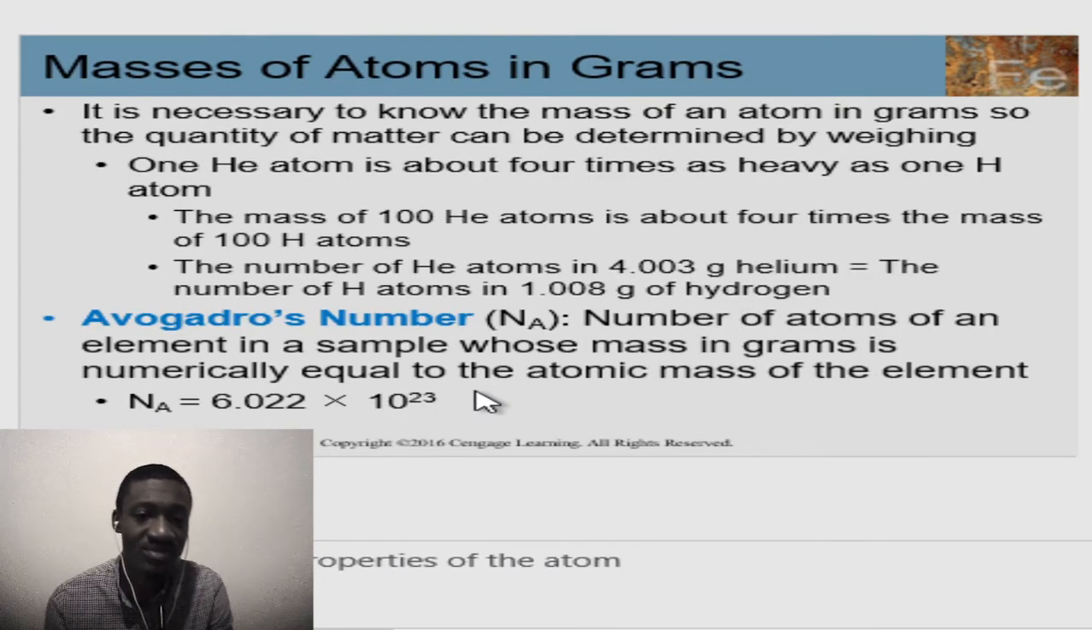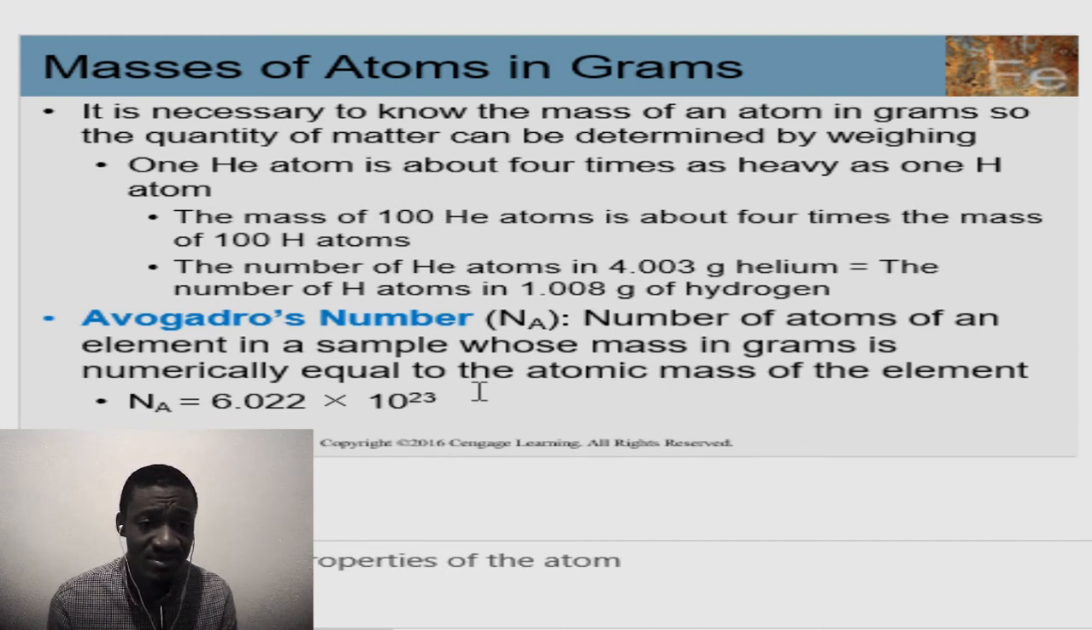So now we go to masses of atom in grams. Masses of atom in grams. And remember, we have always been talking about the masses of atom in atomic mass unit. So we want to take it to a measurement that is relatable, because you've never seen a device that measures things in atomic mass units. They always measure things in grams, kilograms when you take it higher, and you drop it a little bit, milligrams, and it goes on and on.